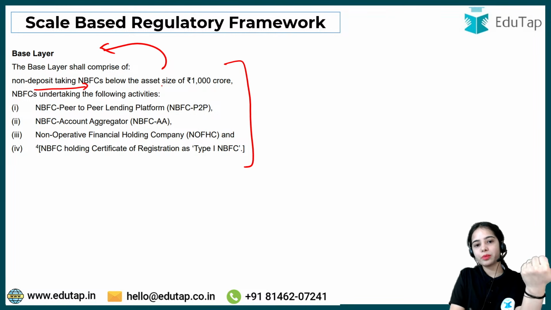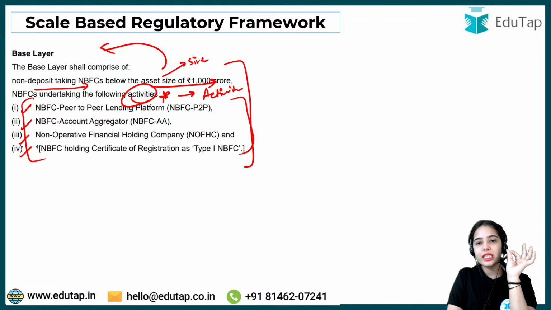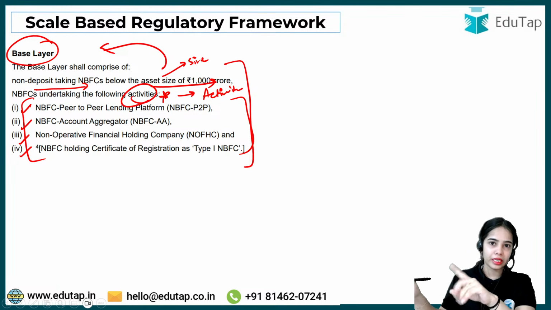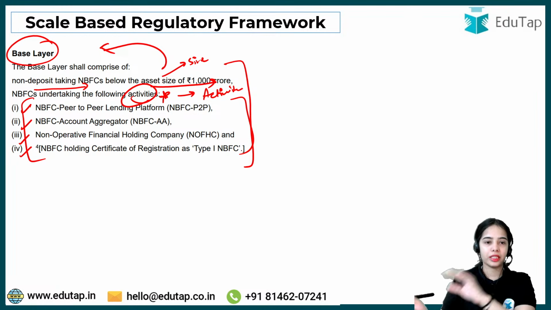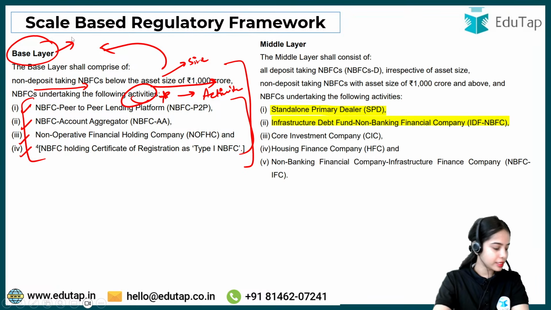Non-deposit taking NBFCs below the asset size of 1000 crore come under the base layer, and these NBFCs are placed on the basis of their activities too. So on the basis of size, and on the basis of activity. And remember that these NBFCs will always fall under the base layer. They cannot fall under the middle layer, and they cannot fall under the upper layer. These NBFCs will always be in the base layer. Next is the middle layer.